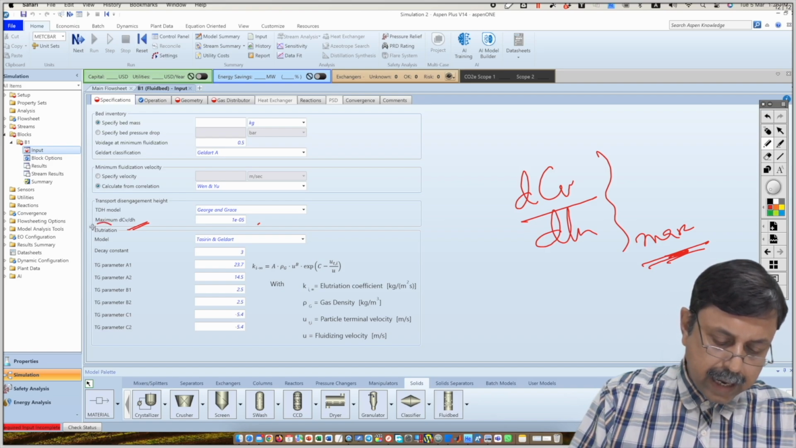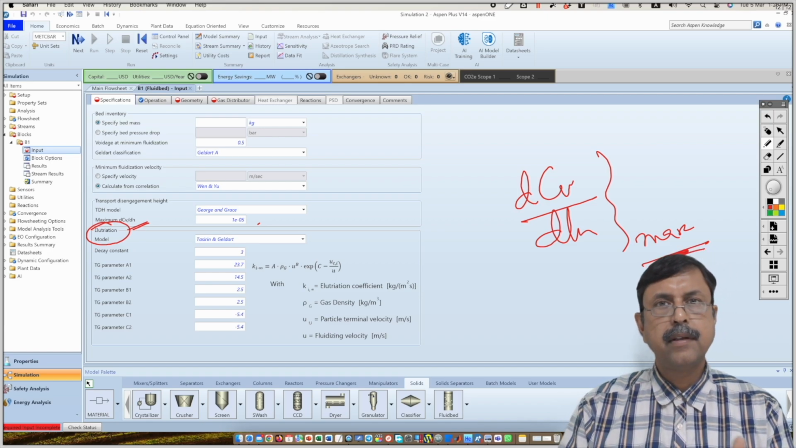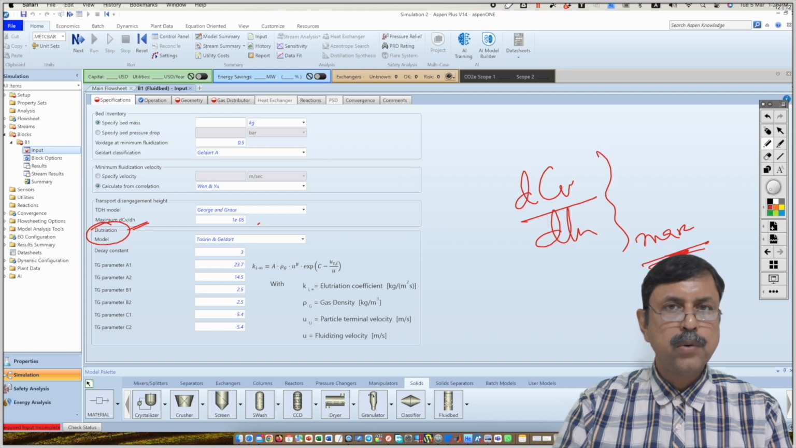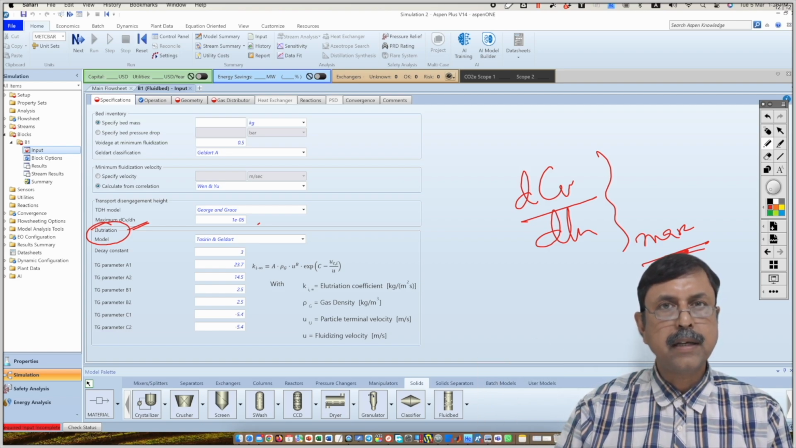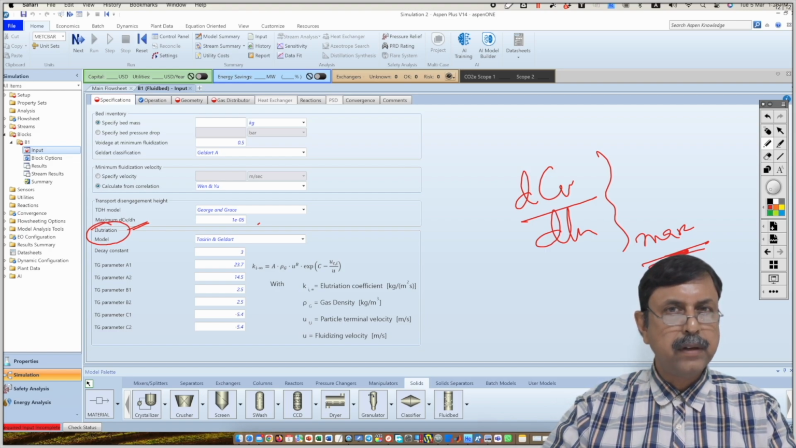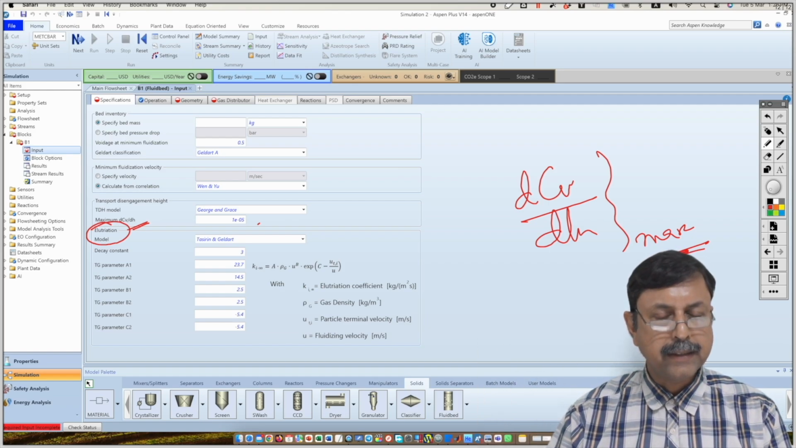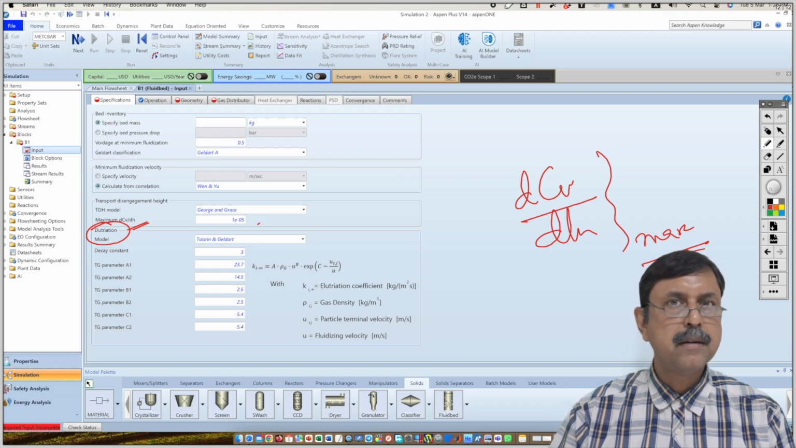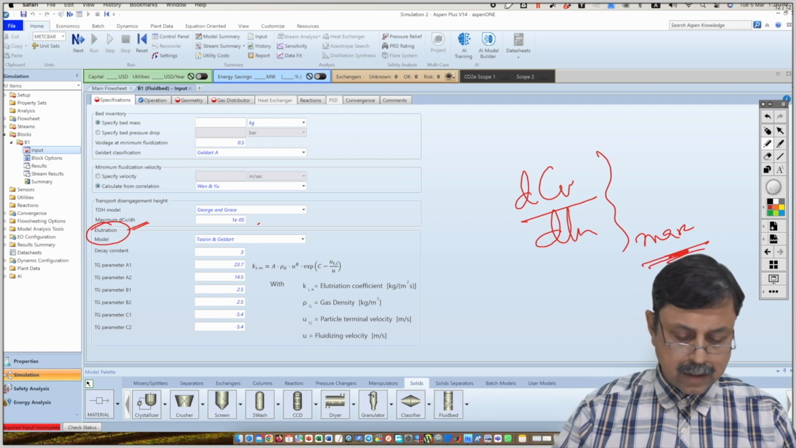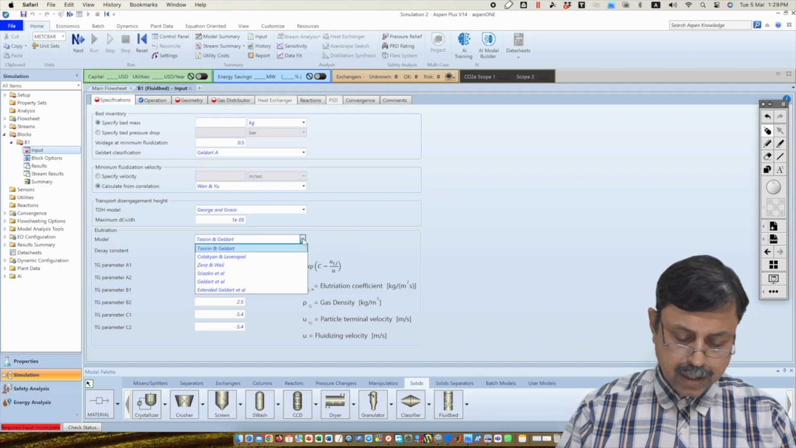And finally, elutriation. Elutriation is that amount of bed mass which will be carried away along with the gas exit. Obviously, there will be fine particles, because the heavier particles will remain inside the bed. Only the fine particles will flow away along with the gas. So that is the elutriated material that will exit from the bed. And you will find various equations: Tasirin and Geldart equation, Colakian and Levenspiel, Zenz and Weil, etc.